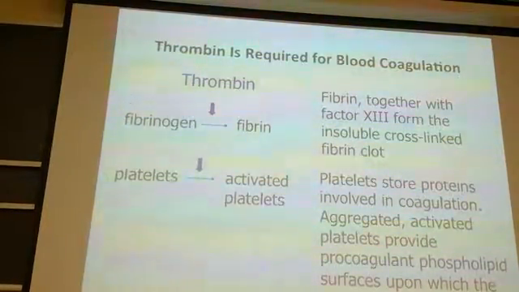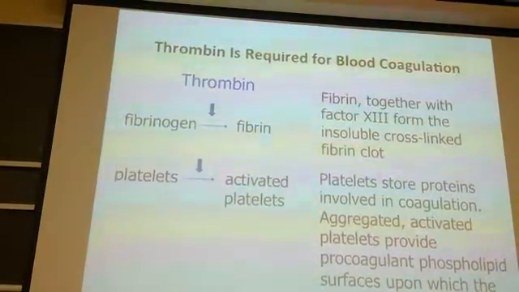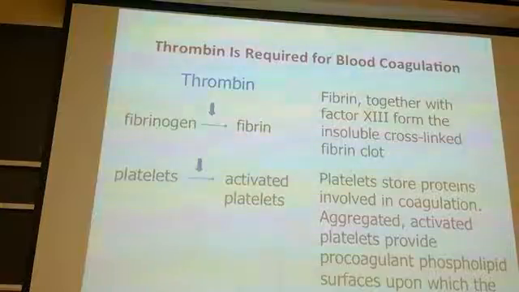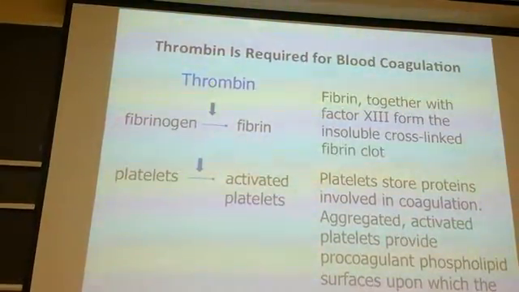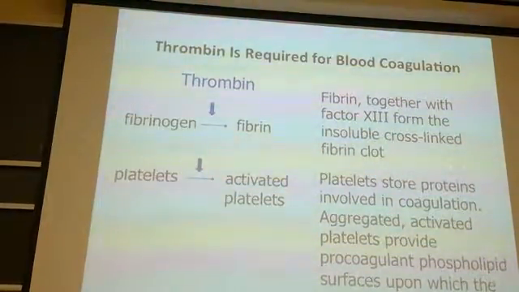Thrombin also activates platelets, so it's going to cleave a protein on the surface of platelets. And platelets are important because they store proteins involved in coagulation, and as they aggregate, they also secrete a procoagulant phospholipid surface upon which these factors can be recruited. Okay? So all of these together act to initiate this coagulation cascade.